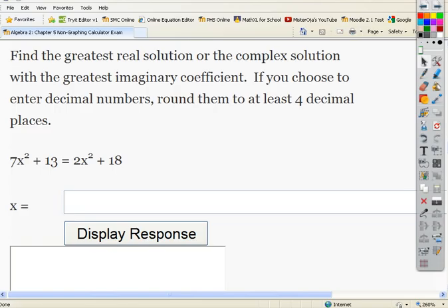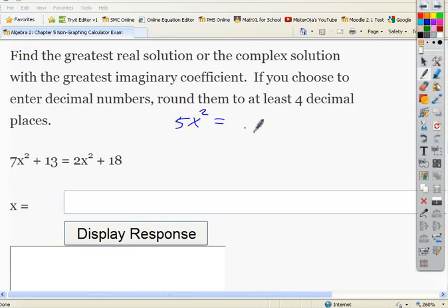So what do we do on this problem to solve for x? Combine like terms. So I'm going to subtract 2x squared from both sides, and then subtract 13. Now, what am I going to get if I do that? On the left side, I'm going to get 5x squared, and on the right side, 5. Divide by 5. x squared equals 1. So what's x equal?